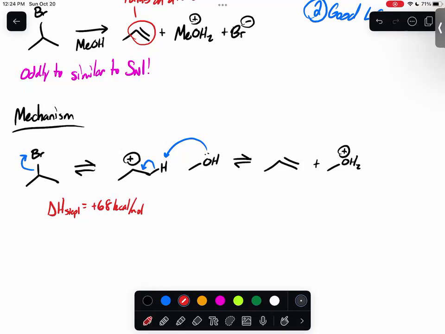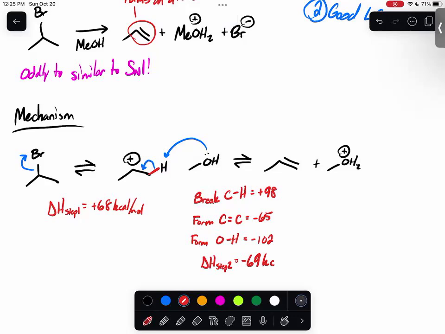We are, for example, breaking a CH bond, right? That is the bond that we have to break in order to get the electrons to form the alkene. That being said, we are forming that CC double bond, and we are forming an OH bond. And remember, these BDEs are approximate, but they come out to being about plus 98. Forming is always going to be negative for us, so negative 65 and negative 102 gives us a delta H of step 2 equal to negative 69 kcals per mole.